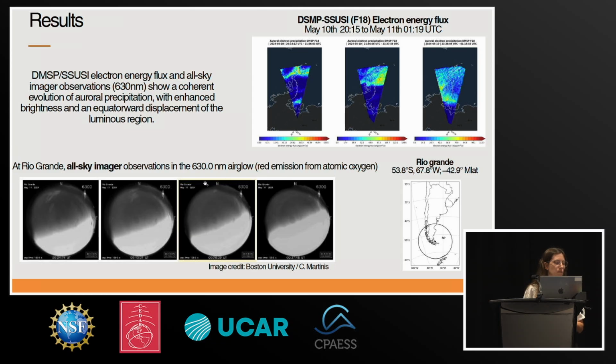Here we are showing an all-sky imager in Rio Grande, which is located here. This image shows the red light of a brightness here over this region and corresponds to the movement of the equatorward of this auroral oval. We compare these observations with the DMSP, which measured the electron flux energy, and we are seeing an auroral precipitation during the same time of this main storm event.